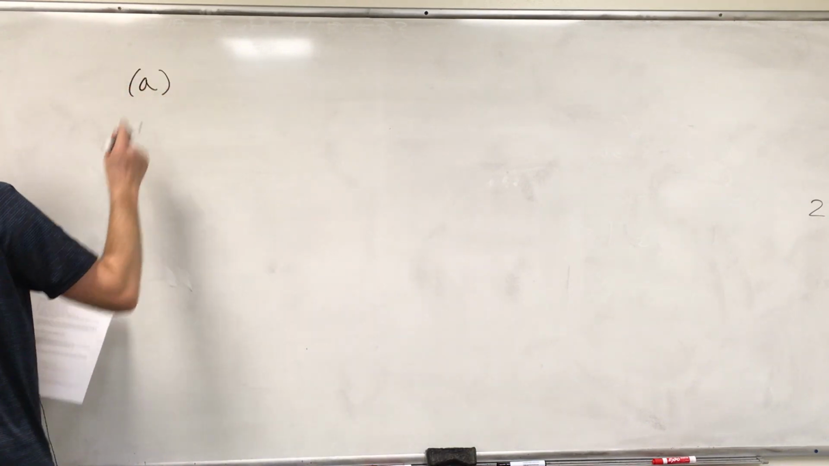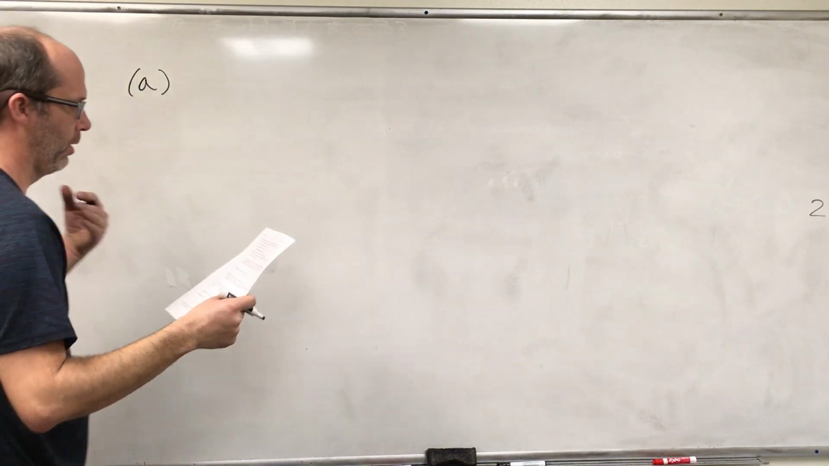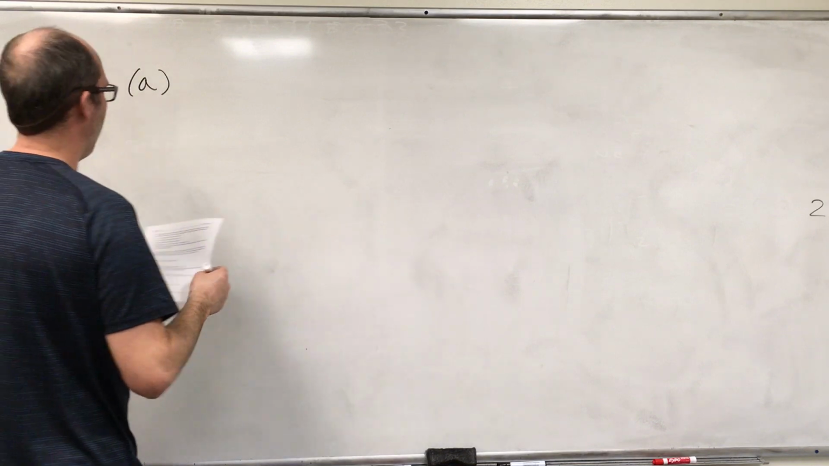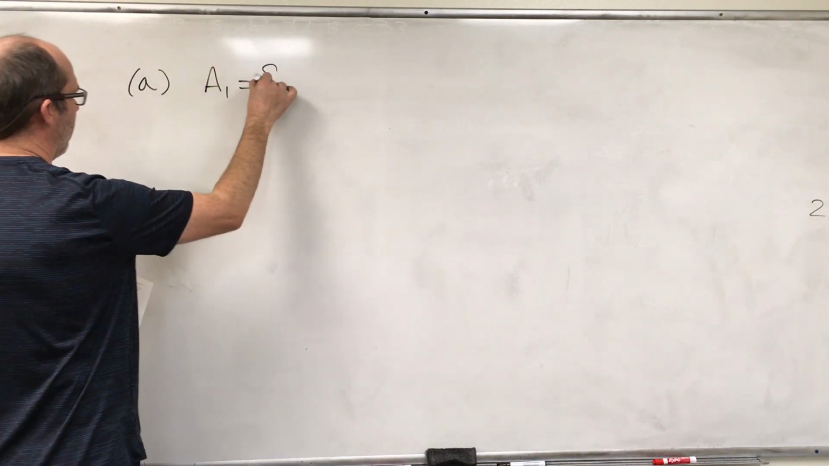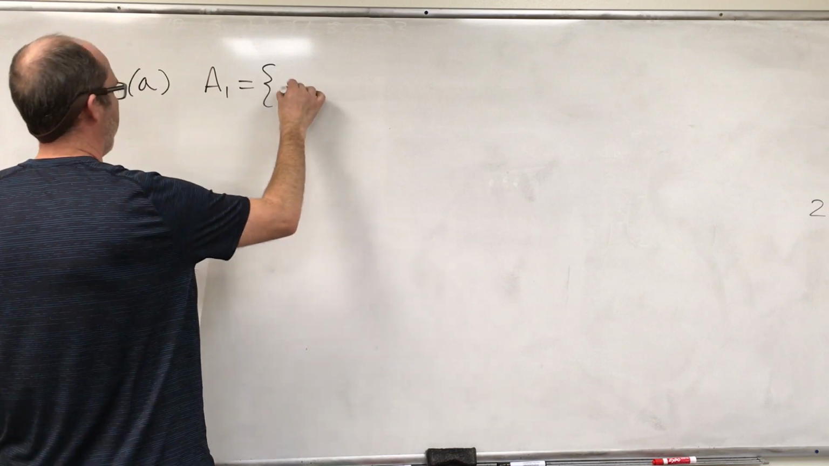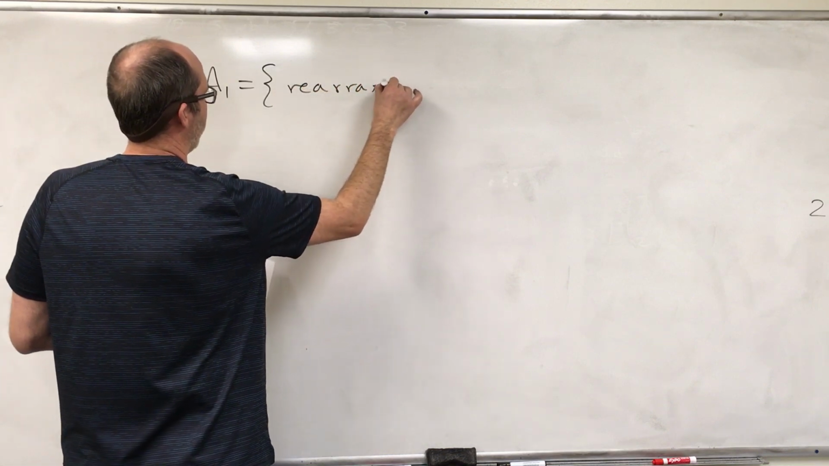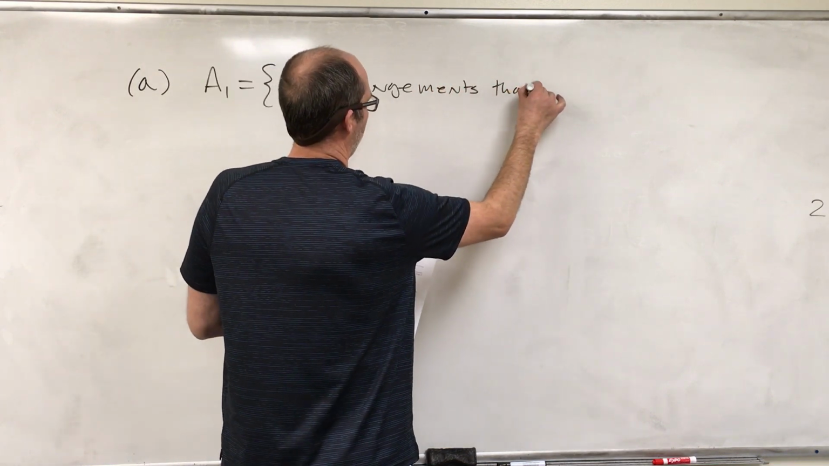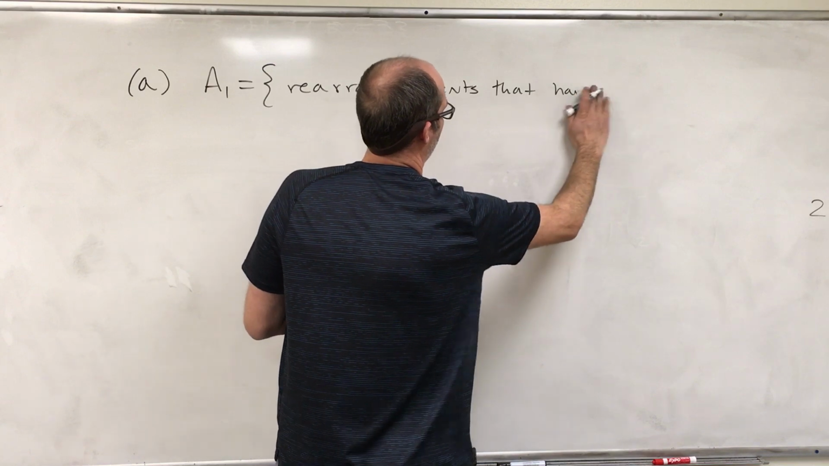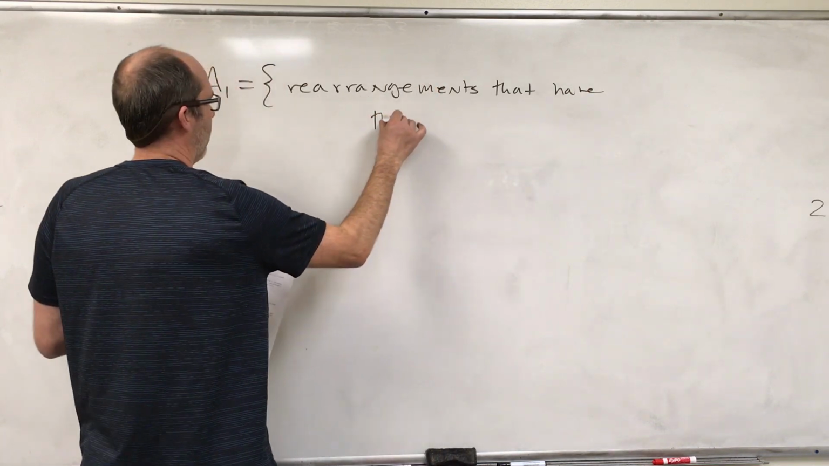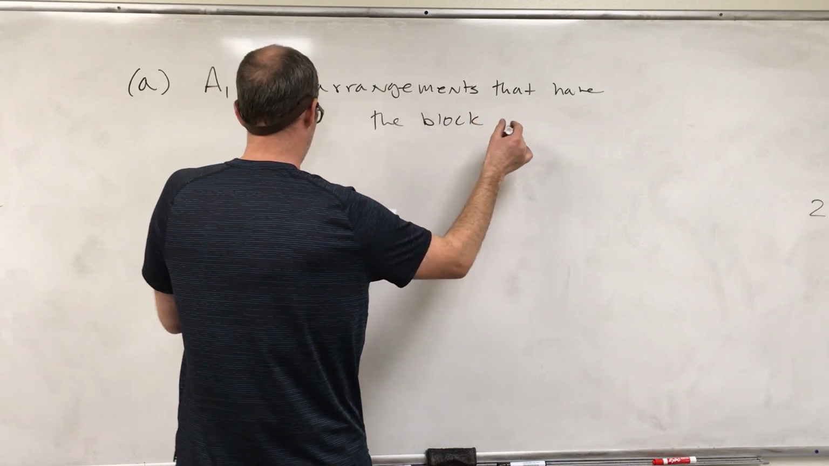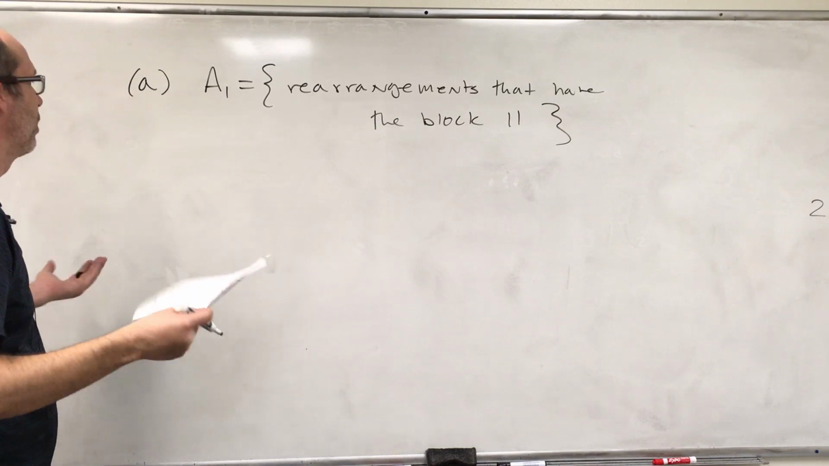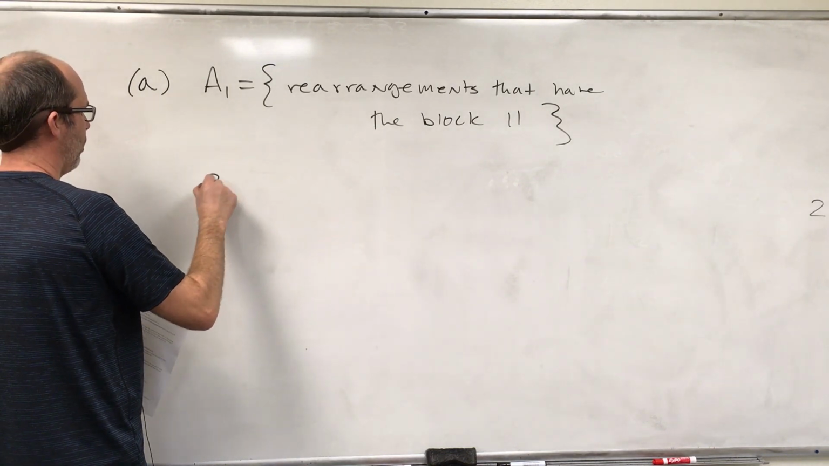Okay, part A has 3 subparts: i, ii, iii. So we're going to count the number of elements of A1. A1 is the rearrangements that have the block 1, 1. Okay, so we're going to rearrange these things.